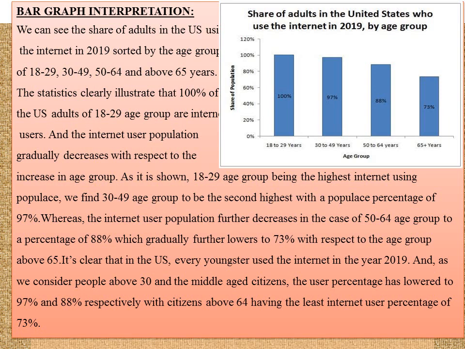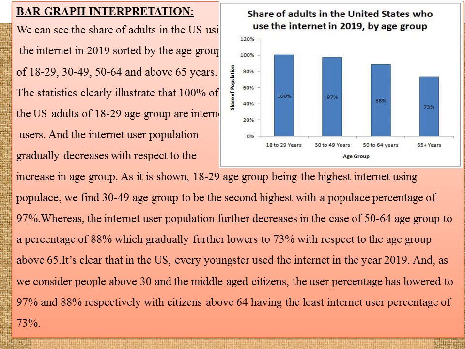Now, here is the bar graph interpretation of different age groups and the state of population distribution. Here it says that you have age groups of 18 to 29 years, 30 to 49 years, 50 to 64 years, and 65 years and plus. It clearly states that the population is 100% in the age group of 18 to 29.